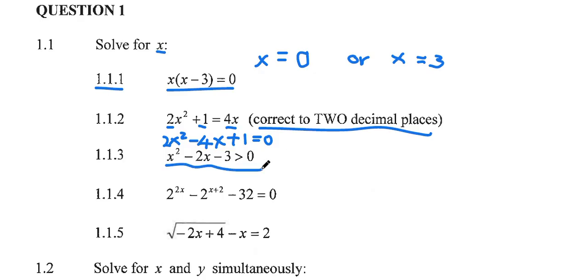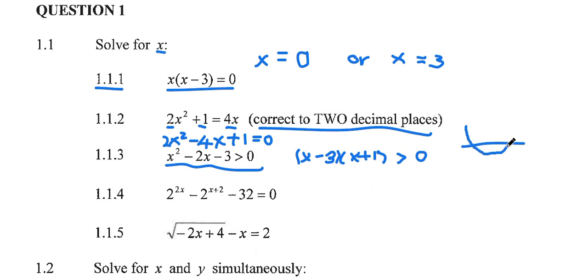Next we have an inequality. Be careful about this. You are going to factorize it. You're going to get x minus 3, and then x plus 1, is greater than 0. Our critical values would be x is equal to 3 or x is equal to minus 1.